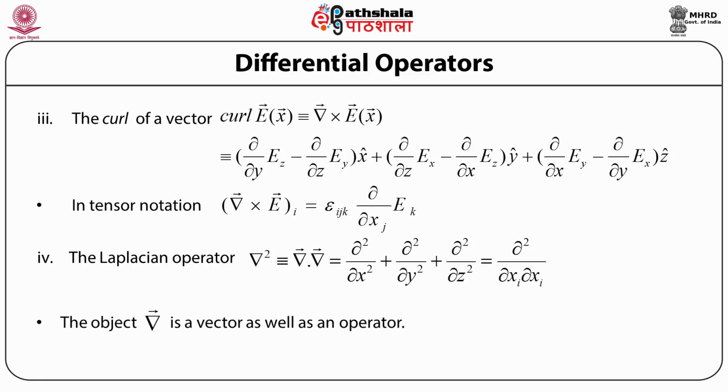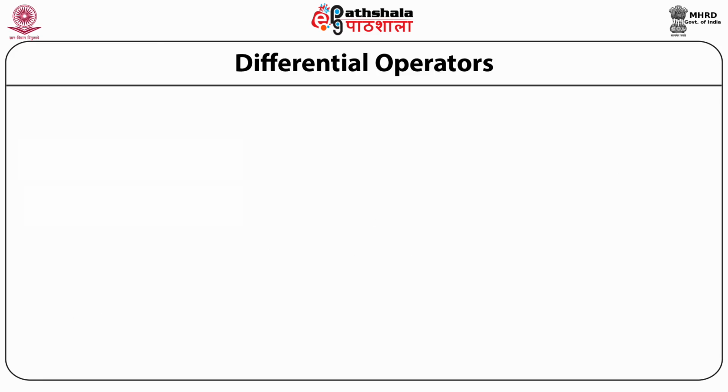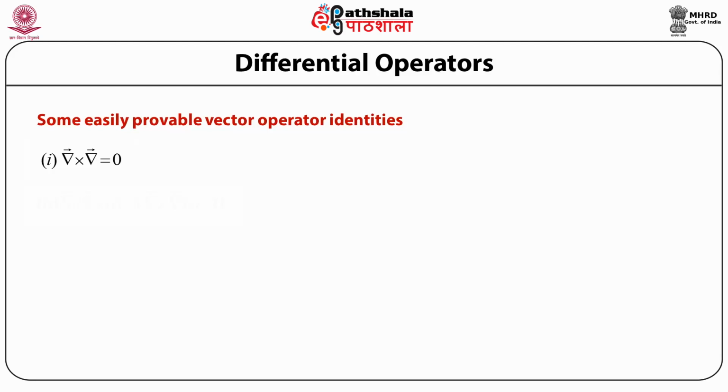Here it is important to note that the del operator is both a vector as well as an operator. From this property of the del operator, one can see that the cross product of the del operator with itself gives 0, and therefore the scalar triple product of the del operator with a vector quantity A, that is del operator dot (del operator cross vector A), is equal to, if we do a cyclical rotation, (del operator cross del operator) dot vector A. Since del operator cross del operator gives 0, the result turns out to be 0.